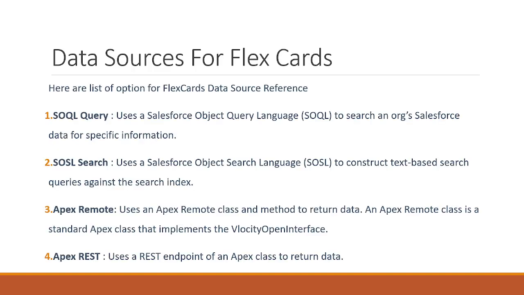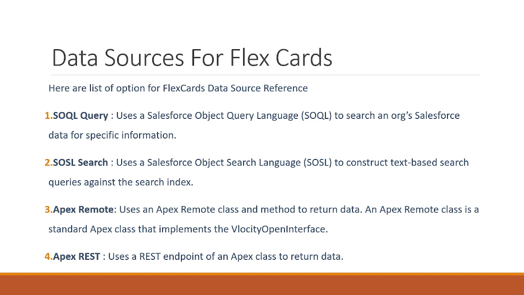Next, yes, data source. As I told in the previous slide, it will show the data from S objects and multiple places. Let's see how to get the data from multiple sources. We have a list of data sources for flex cards. The first one is SOQL. Use Salesforce Object Query Language to search Salesforce data for specific information. As we know, SOQL works on queries. If we give any input to that query, it will give us a list of results or a single record. By that we can show it on the flex card.